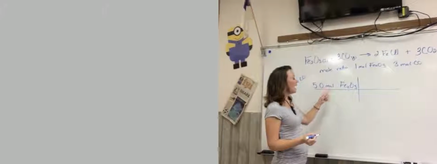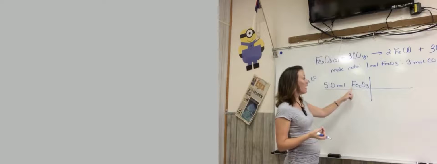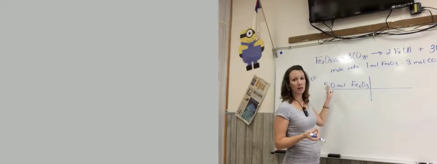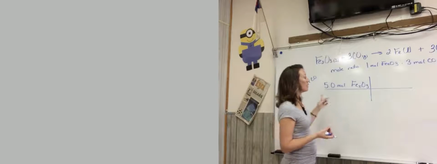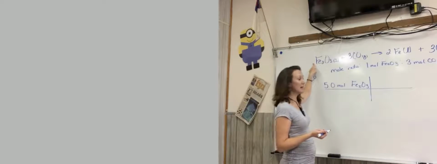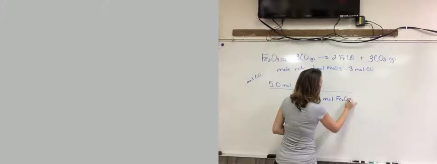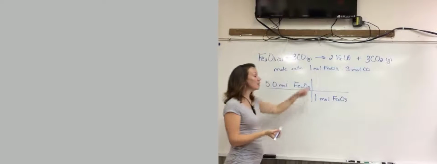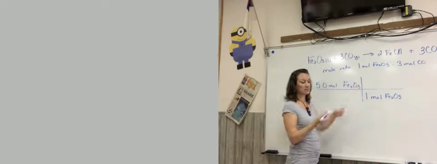Now, when I look at this, I need to change from one compound to another compound. I need to go from iron 3 oxide to carbon monoxide. So I'm going to use my mole ratio. So I'm going to look up here. I see I have a 1 coefficient for iron 3 oxide, and I'm going to plug that down here in the bottom. So I have 1 mole of iron 3 oxide. And then up on top, what I'm going to do is I'm going to put my 3 moles of carbon monoxide up there.